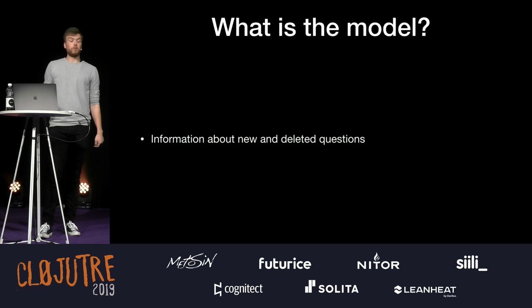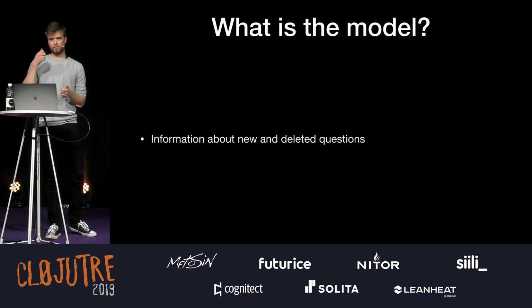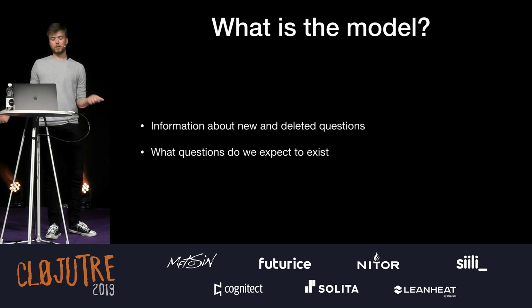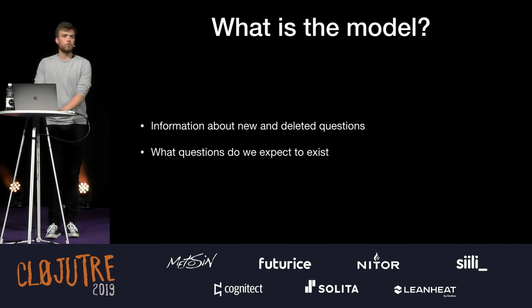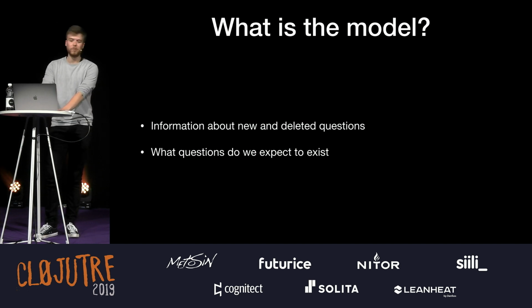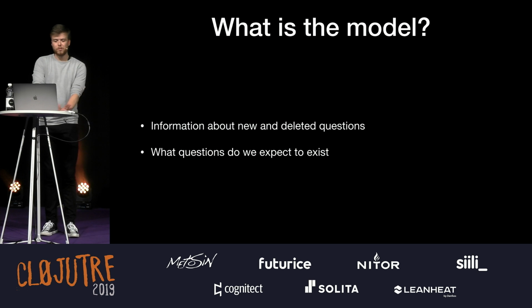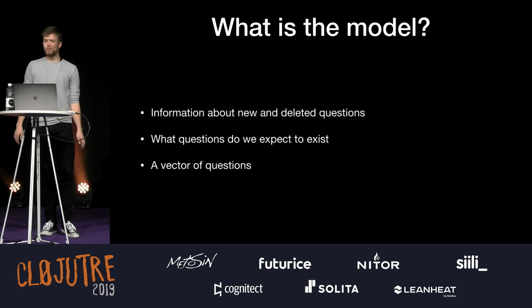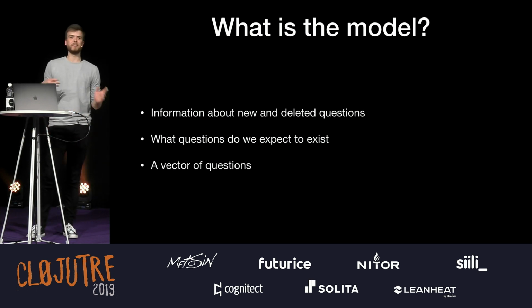We definitely need to know that a new question has been added or deleted from the list, so it should model that. And we also need information about what questions already exist in order to possibly delete them or add behavior to them. So let's keep things simple and just put the questions in a vector for now. So this will be our model, a vector of questions.